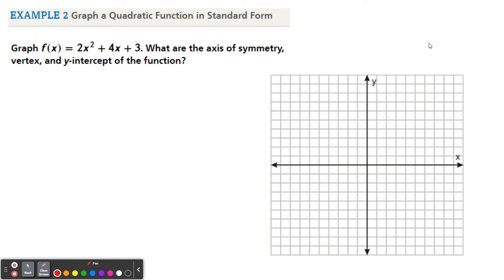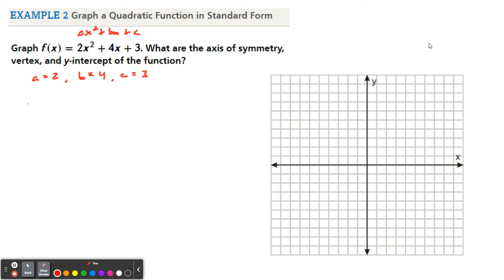Okay? So this is our general formula, ax squared plus bx plus c. So it's a good idea to identify what a, b, and c are. So a is 2. Understand the sign goes with the number, so if any of these were negatives, they'd be a negative number. So b is 4 and c is 3.